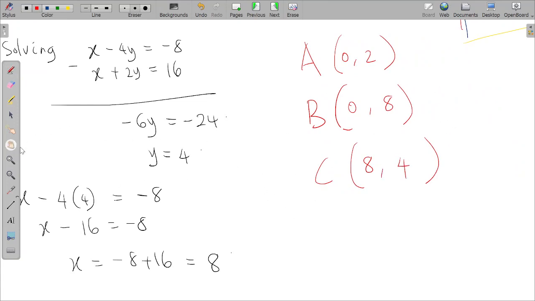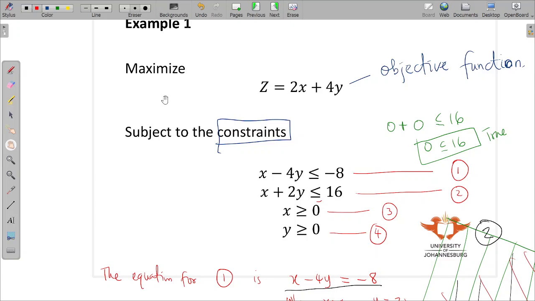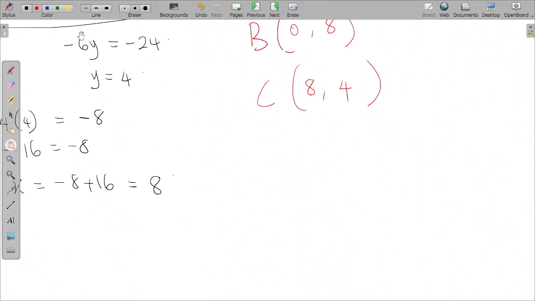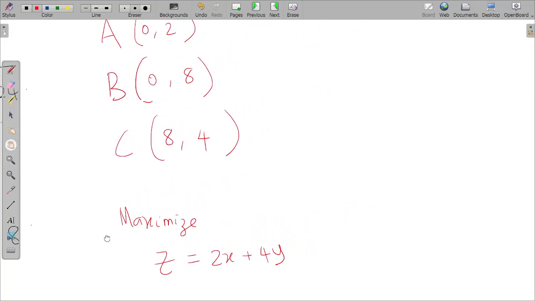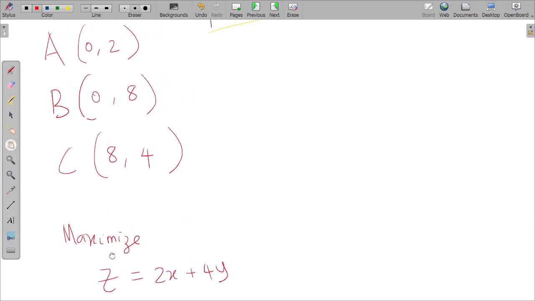All right, we need to put each of these points into the objective function and see which one will give us the maximum. Don't forget we are maximizing. So we are looking for the maximum. Maximize Z equals 2x plus 4y. Let's put each of these points and see which one will give us a maximum.